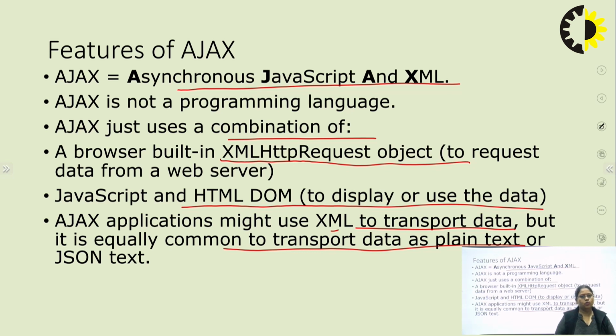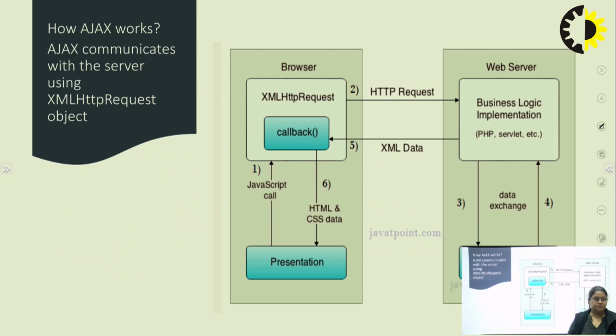So when we use this Ajax method, your plain text is transmitted as JSON text. This is the whole architecture of Ajax technology, showing how we can communicate with the server through it, and how Ajax works over the network. Ajax communicates with the server using the XMLHttpRequest object. These are the steps of how this technology works.